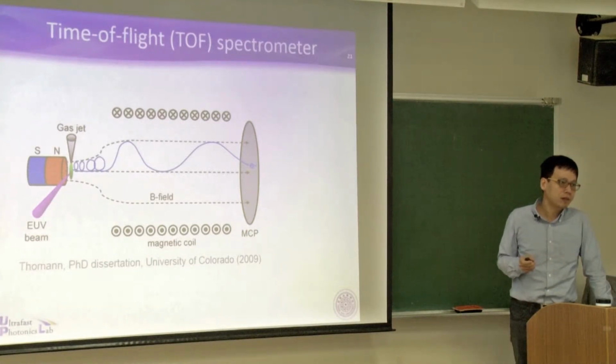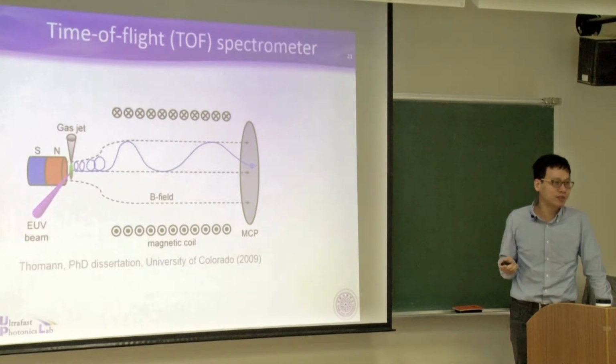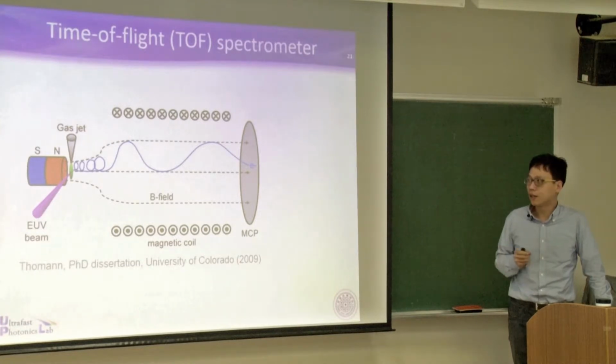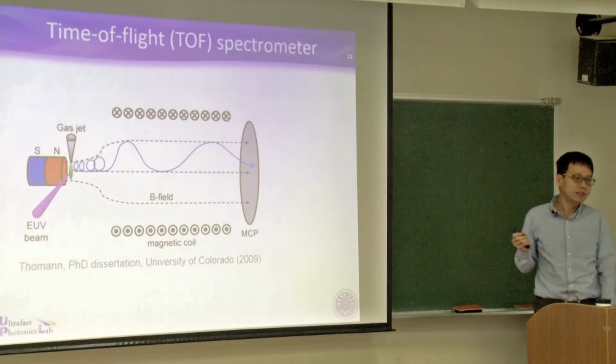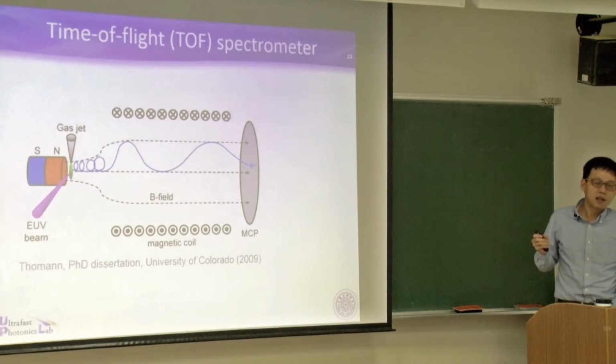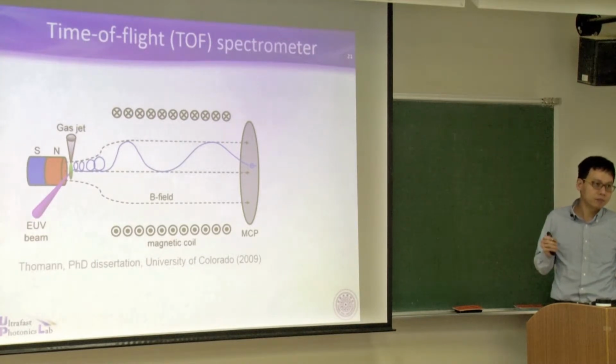Okay, but there are much more than one electron during ionization, right? There are a lot of different electrons, and each electron might have its own initial velocity. Okay. And now the TOF, the purpose of TOF is measuring the electron spectrum.